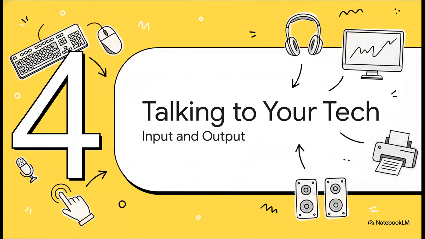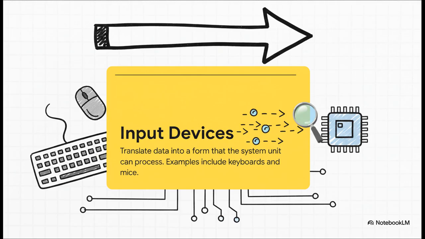So, we've seen the brains and the workspace inside the box. But how do we, the users, actually interact with all that stuff? Well, that's where input and output devices come into play. Think of input as a one-way street. It goes from you to the machine. Your keyboard, your mouse, your microphone, they're all just translators, really. They take your physical actions and convert them into digital signals that the CPU can actually understand and work with.